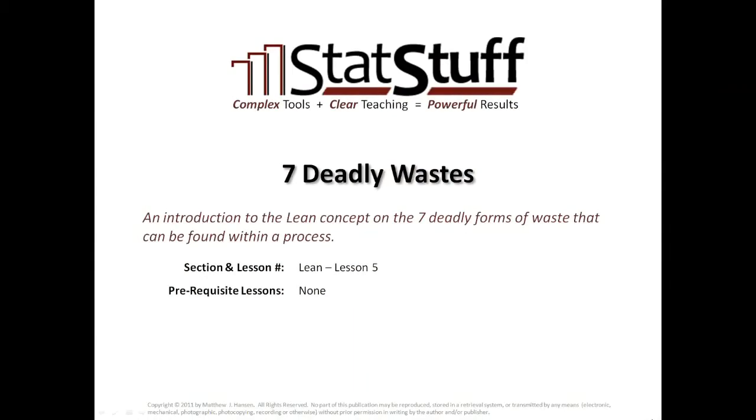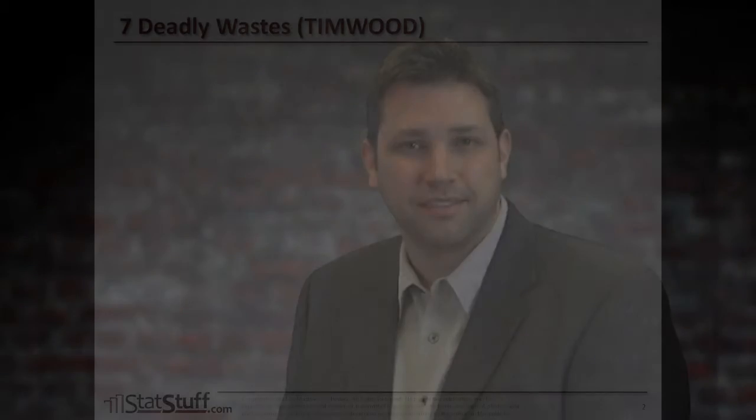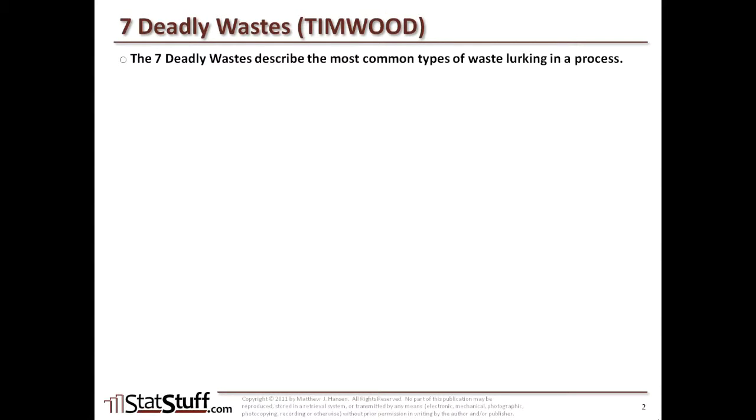In this lesson, we'll review the lean concept of finding and eliminating the 7 deadly wastes that can lurk within a process. There are no prerequisites for this lesson, so now let's get started right into defining what the 7 deadly wastes are. Well, the 7 deadly wastes basically describe the most common types of waste that you might see occurring within a process. TIMWOOD is usually the acronym used to help remember those 7 different wastes.